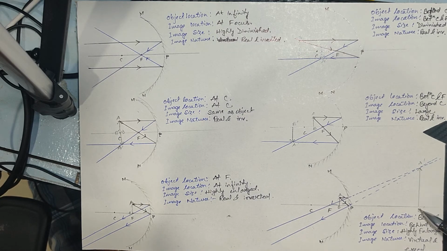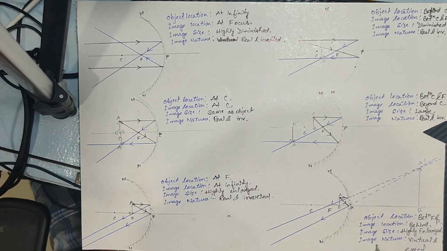So if we extend the lines, we find that the image is formed behind the mirror. It is A dash and B dash. Here the object location is between F and P, and the image is formed behind the mirror. The image size is enlarged. We can write highly enlarged, no problem; either enlarged or highly enlarged is fine. Then the nature of the image will be virtual and erect.